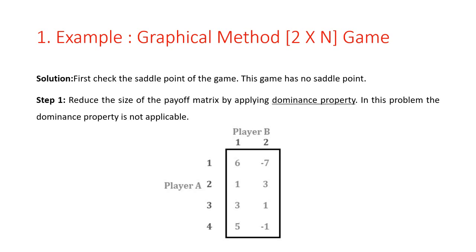Okay. So here the given problem does not have a dominance property. So in this problem the dominance property is not applicable. So we cannot simplify this matrix more than this. Okay, so this is our final matrix.